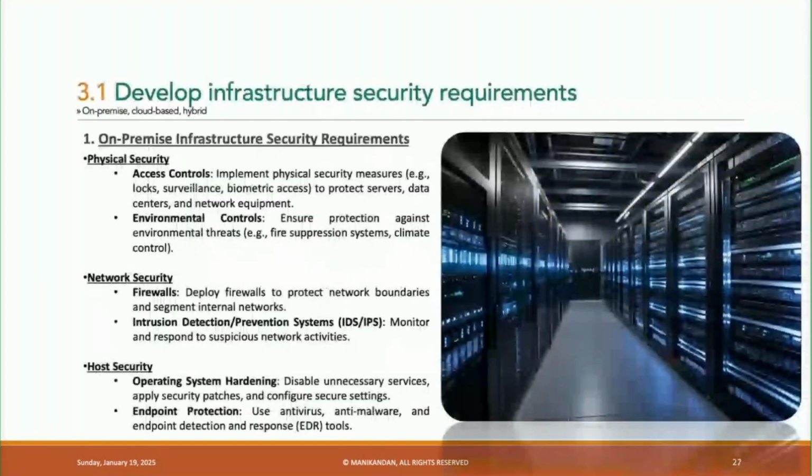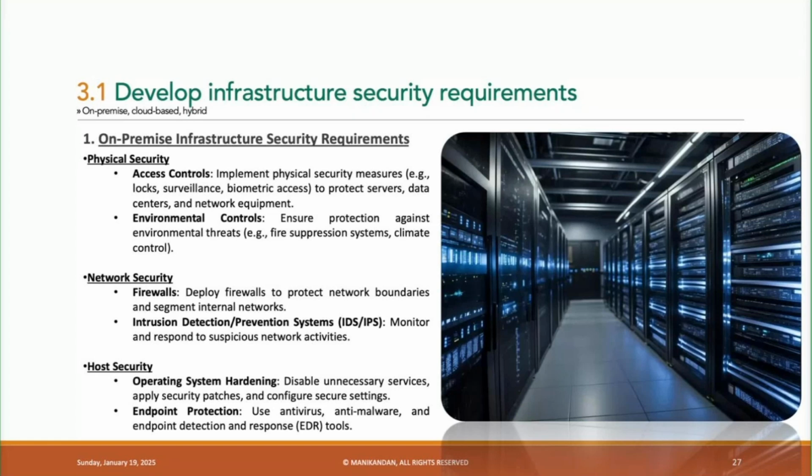Now, in the on-premises environment, we have infrastructure security requirements such as access control. Implement physical security measures, logs, surveillance, and biometric access to protect the servers, data centers, and network equipment. Have environmental controls, using the heating, ventilation, and air conditioning system. When we talk about HVAC, there are two types of cooling: latent cooling and sensible cooling. Any idea what is the difference between latent and sensible cooling?